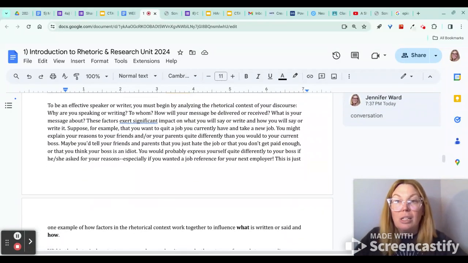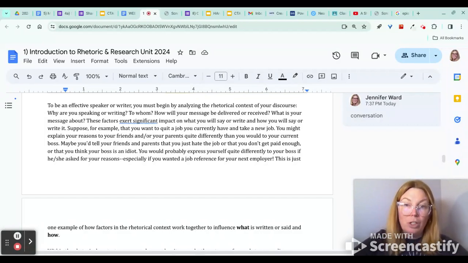She goes on to say that to be an effective speaker or writer, you must begin to analyze the rhetorical context of your discourse. So kind of like what we just did. Why are you speaking or writing? To whom? How will your message be delivered or received? What is your message about? These factors exert significant impact on what you will say or write and how you will say or write it.